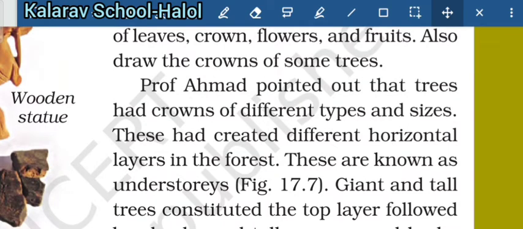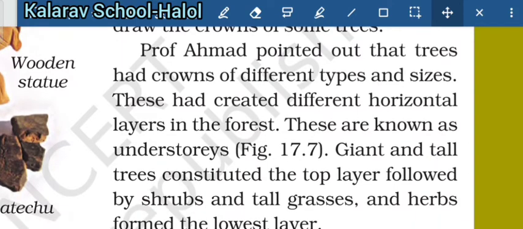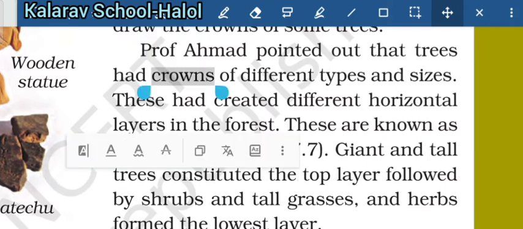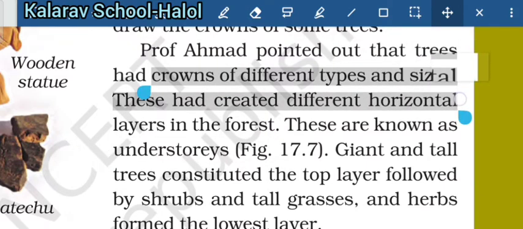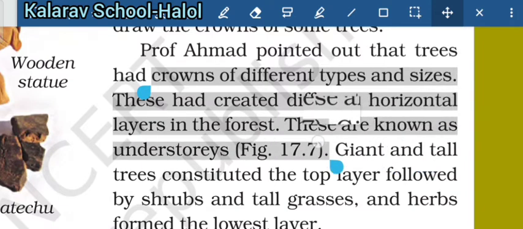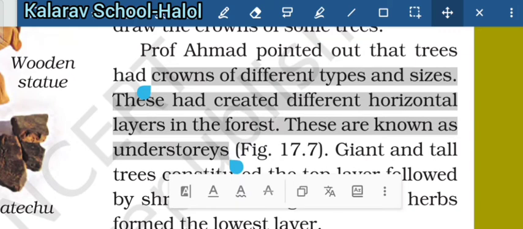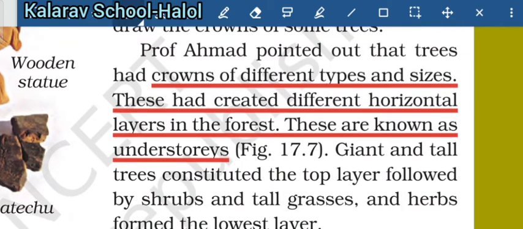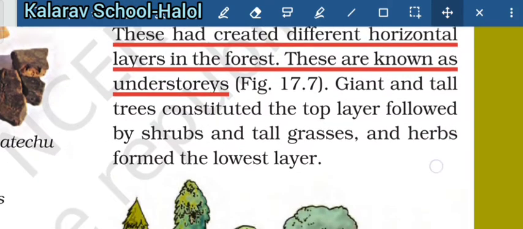There are different types of trees which have crowns of different types and sizes. These create different horizontal layers in the forest. Who has created them? The crowns of different types and sizes have created different horizontal layers in the forest. These are known as understories. What are understories? The understories are the different horizontal layers of crowns in the forest.